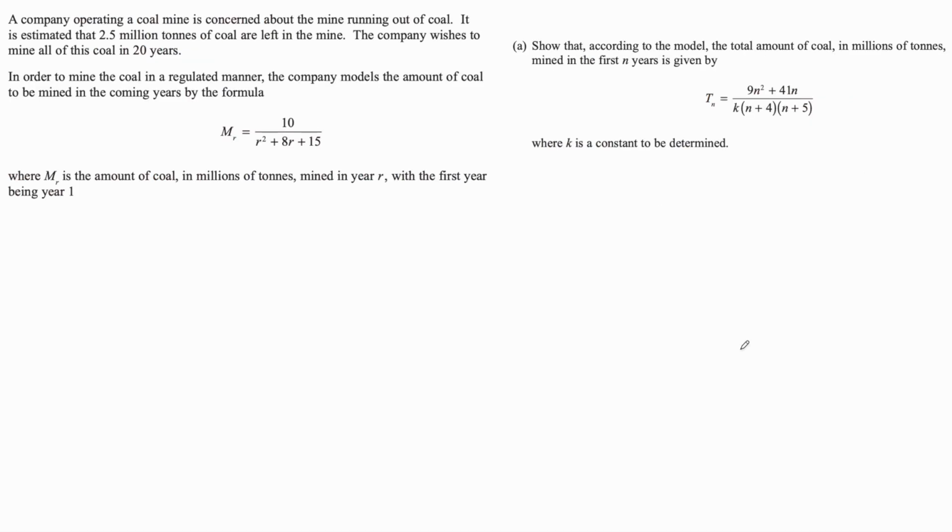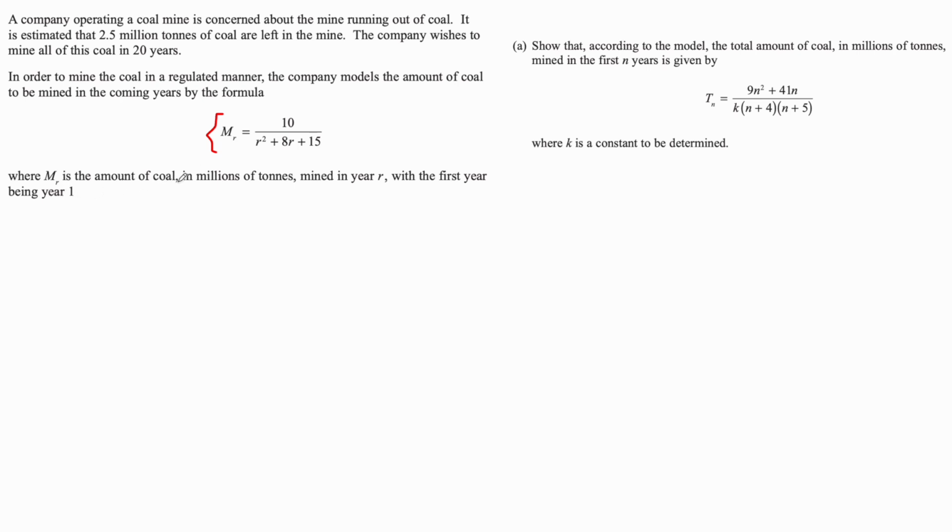A company operating a coal mine is concerned about the mine running out of coal. It's estimated 2.5 million tonnes of coal are left in the mine, and it wishes to mine all of this coal in 20 years. In order to mine this coal in a regulated manner, it models the amount of coal to be mined in the coming years using this formula.